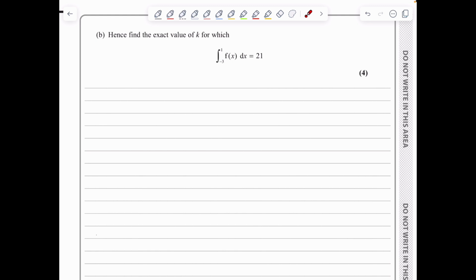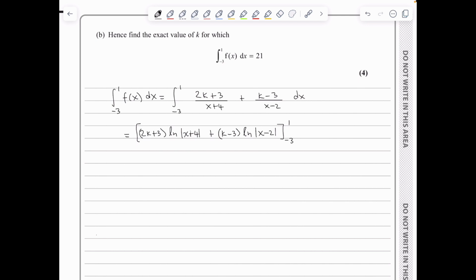In part B, we need to find the exact value of k, for which this integral gives a result of 21. So we have already expressed f of x in partial fractions. Now the integral of 2k plus 3 over x plus 4 is simply 2k plus 3 in brackets times ln of the absolute value of x plus 4, plus k minus 3 times ln of the absolute value of x minus 2. And this will go from negative 3 up to 1.